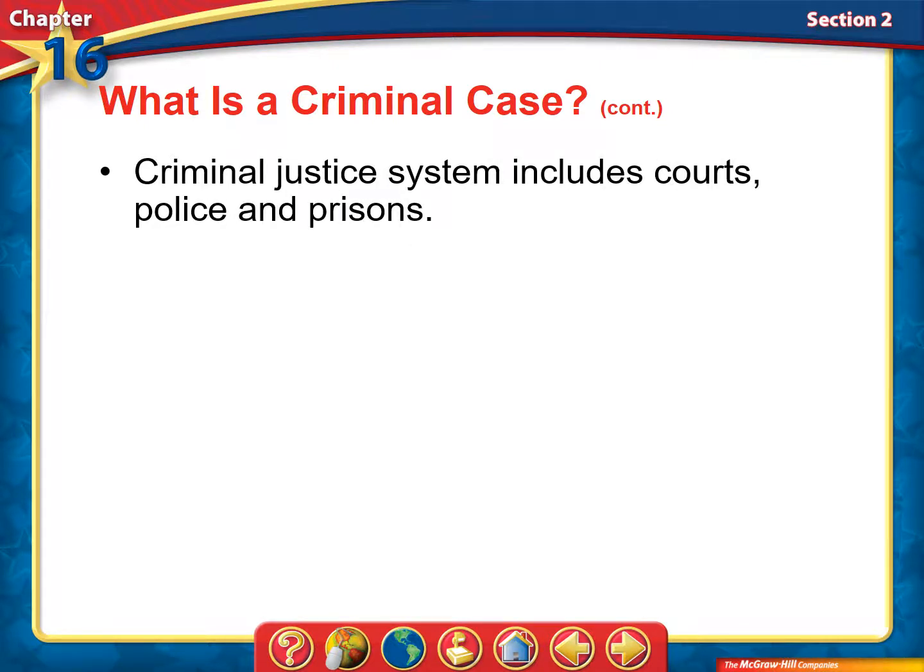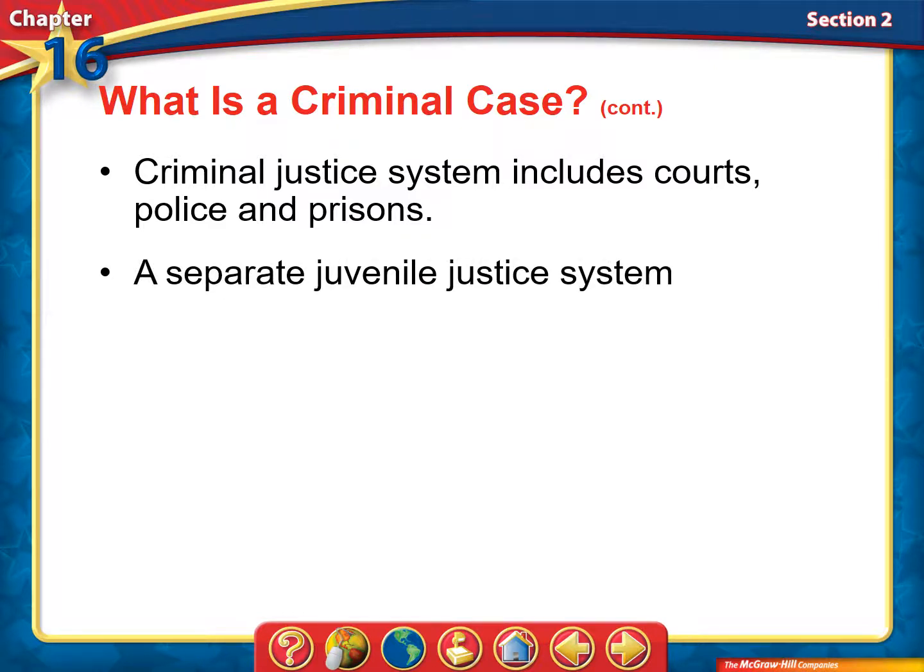Now, the criminal justice system includes all of the courts, all of the police, Henderson County Sheriff's Department, and all of the prisons, including the one here in Henderson County. For minors, there is a separate system. It's called the juvenile justice system. So if you are under the age of 18 and you commit a crime, then you will probably be charged as a minor. Now, if you commit first-degree murder and you are close to the age of 18, you are likely to still be tried as an adult. However, the juvenile justice system is a separate system that works in a more lenient fashion.